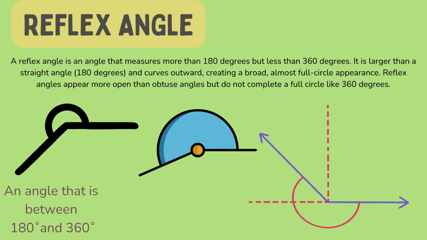A reflex angle. A reflex angle is an angle that measures more than 180 degrees, but less than 360 degrees. It is larger than a straight angle, 180 degrees, and curves outward, creating a broad, almost full circle appearance. Reflex angles appear more open than obtuse angles, but do not complete a full circle like 360 degrees.